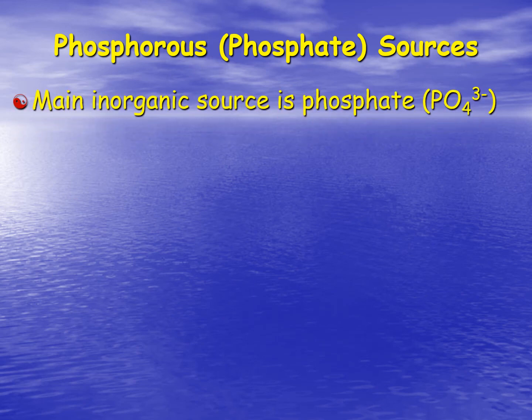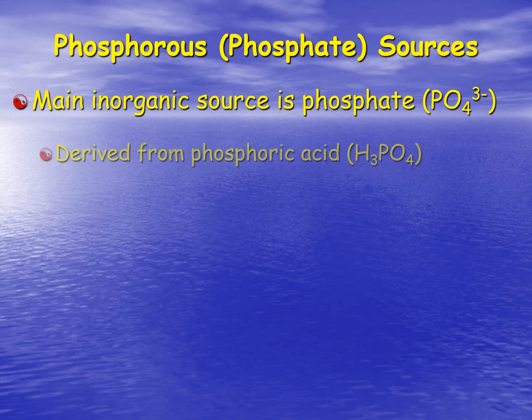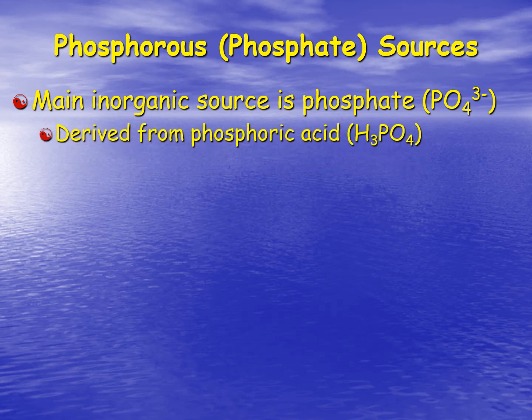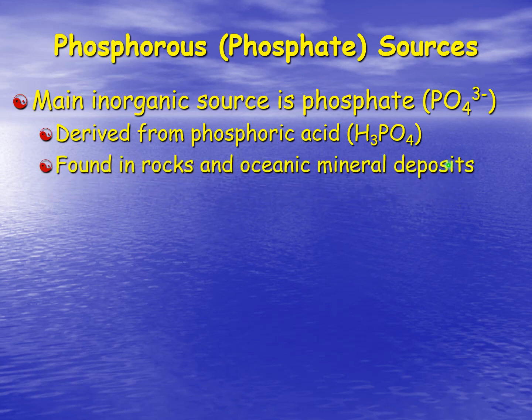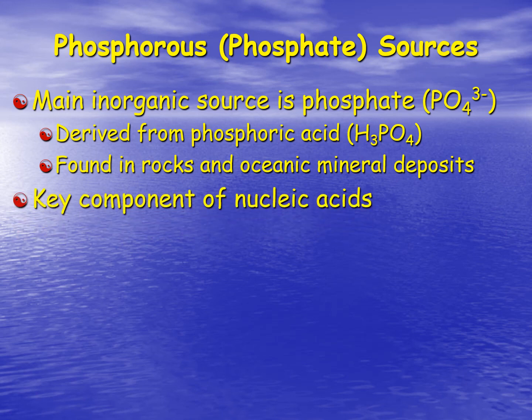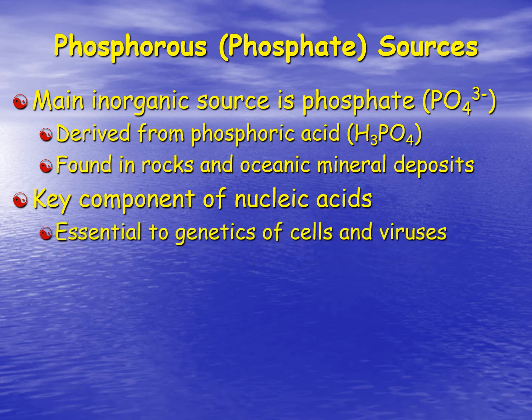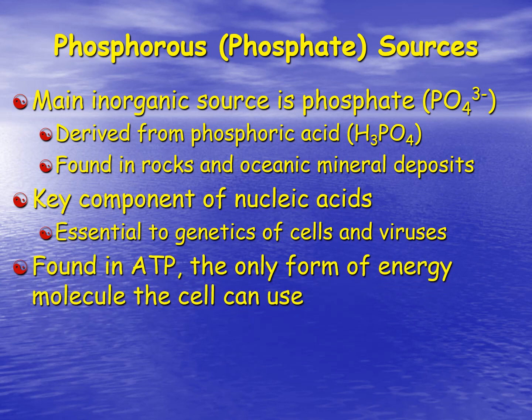Phosphorus, the main inorganic source, is phosphate. It's derived from phosphoric acid, and in fact the phosphate ion is actually an ionic form of phosphoric acid. Phosphate is normally found in rocks and in oceanic mineral deposits. Phosphorus is a key component in the nucleic acids. It makes up that sugar phosphate backbone, and it's essential to the genetics of all cells and viruses. It's found in ATP, adenosine triphosphate, which is the only form of energy molecule the cell can actually use to do work.